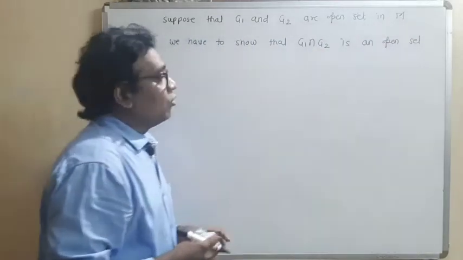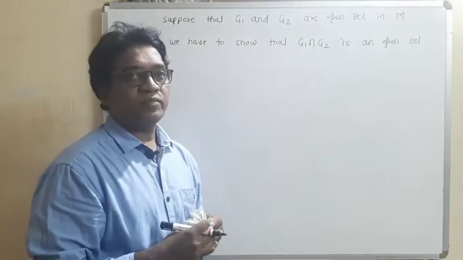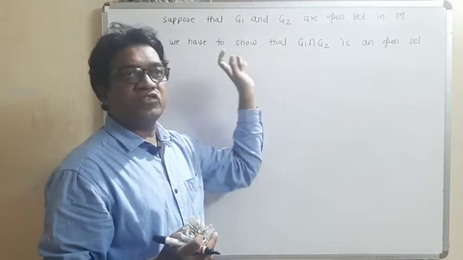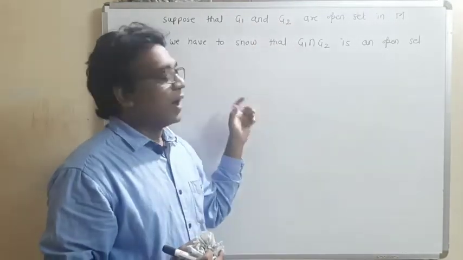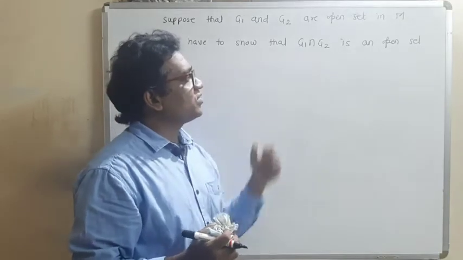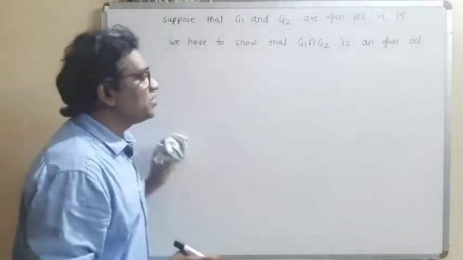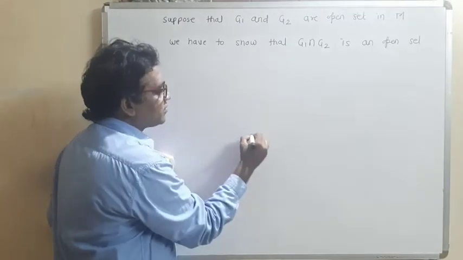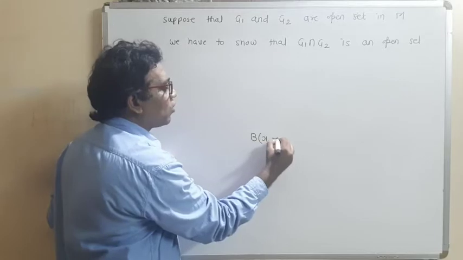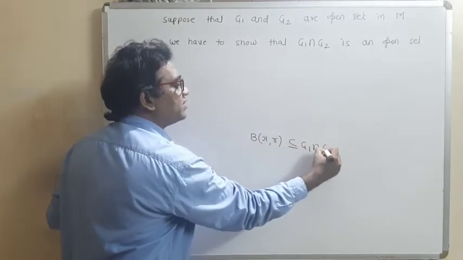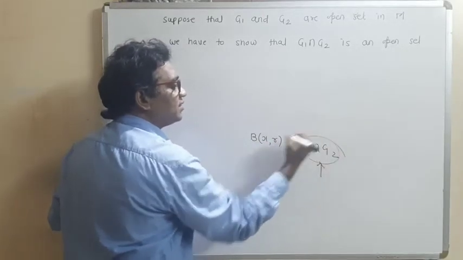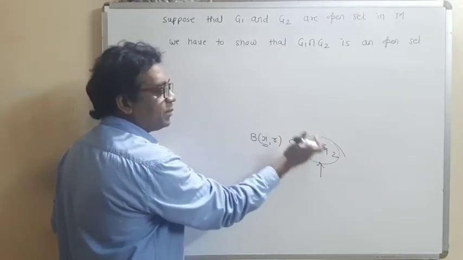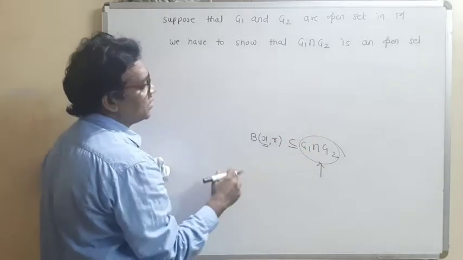So see, what is given and what we want to show. It is given that G1 and G2 are open sets, so we can use the definition of open set for G1 and G2, and we want to show that G1 intersection G2 is an open set. What is the basic idea for showing the open set? Just find some open sphere or open ball which is contained in the given set. Then we can say that this is the open set, where X is an element of G1 intersection G2. So let us take one element.